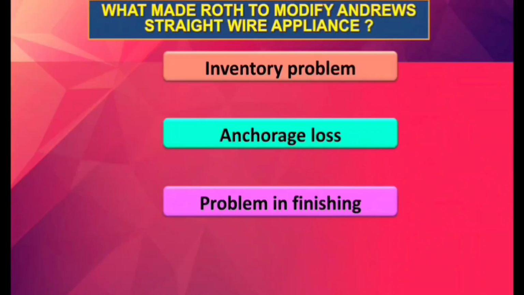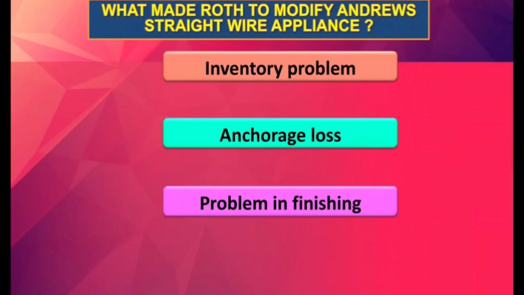What made Roth modify Andrews straightwire appliance? There are about 3 problems. They are inventory problem, that is, to treat different cases, clinicians had to buy band kits for all Andrews sets and series. And second one is anchorage loss. When mesially angulated brackets are placed on the posterior teeth, the teeth tend to tip mesially and migrate forward, which resulted in anchorage loss.